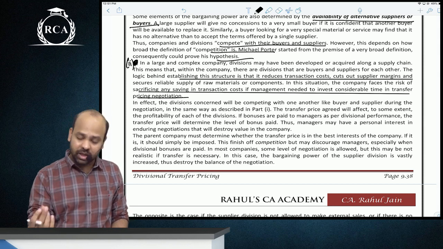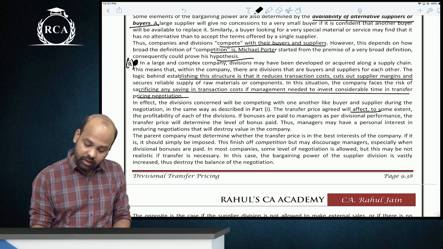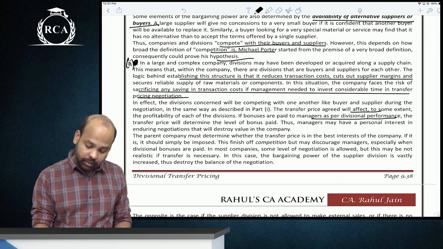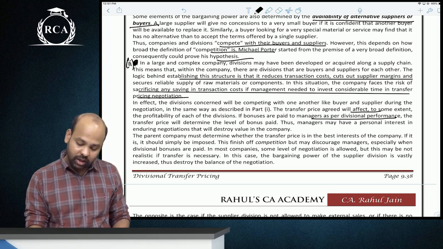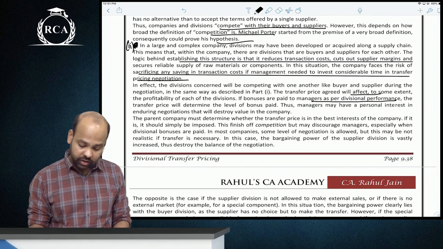The divisions will be competing with each other, just as we described. The transfer price will affect to a certain extent the profitability of the divisions and their own performance. What I just said, the transfer price will determine the level of bonus paid. So obviously the managers will have a personal interest in negotiations.